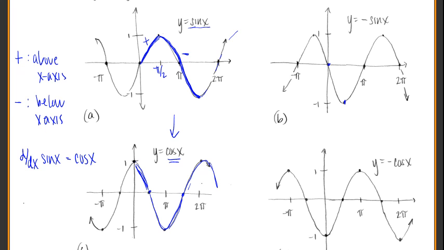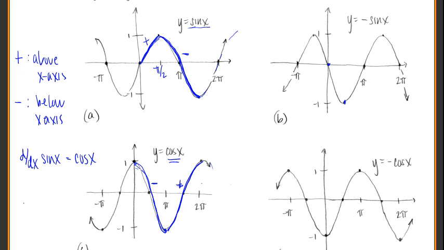Let's start with the cosine graph and see if we can get the derivative from there. On the derivative of the cosine graph, let's analyze it. From 0 to pi, I'm decreasing, so I need to see a graph that is below the x-axis from 0 to pi. And then from pi to 2 pi, I'm increasing, so my slope should be positive, which means above the x-axis.